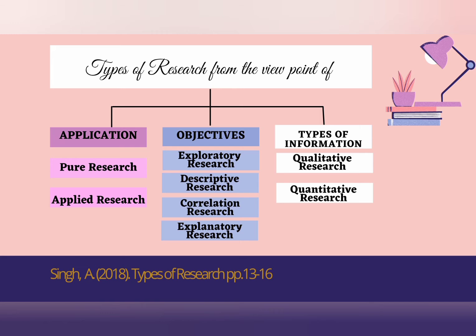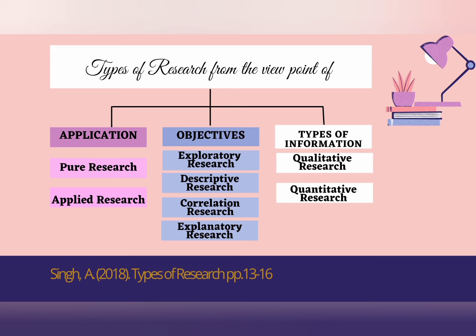Aside from that, there are different aspects of pure and applied research on how and where it is usually used. By objectives, there are commonly four major classifications: exploratory research, descriptive research, correlational research, and explanatory research. These types of research are mostly observed in studying environmental issues and the like.